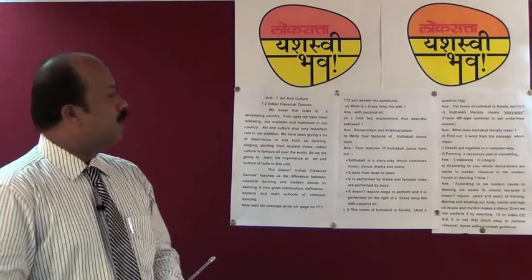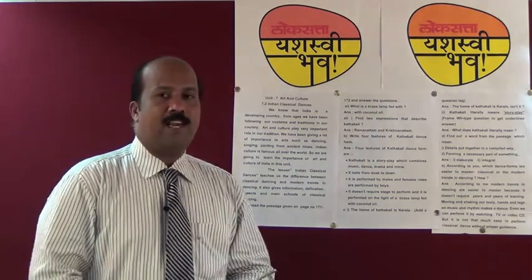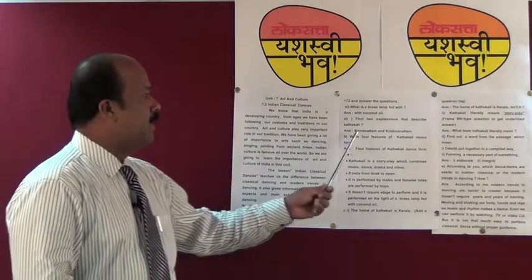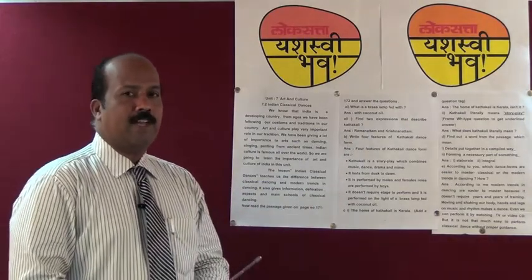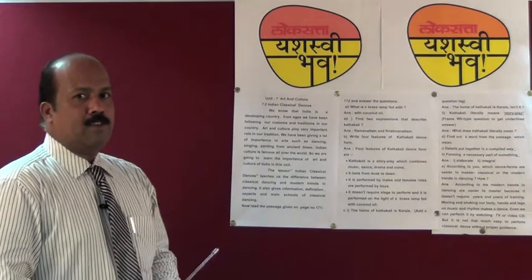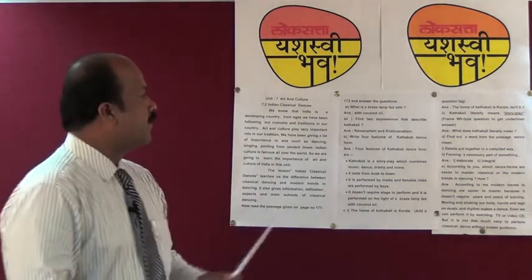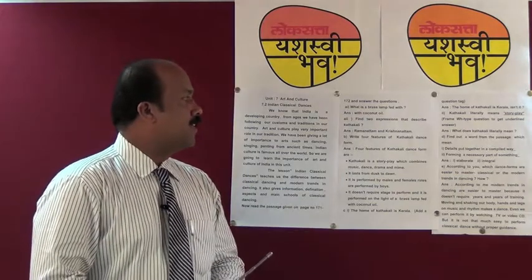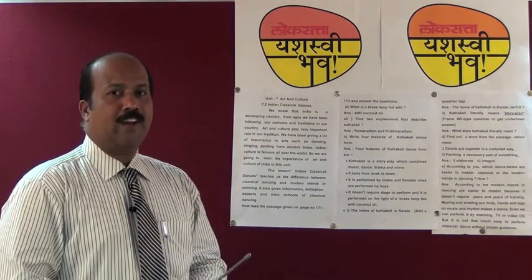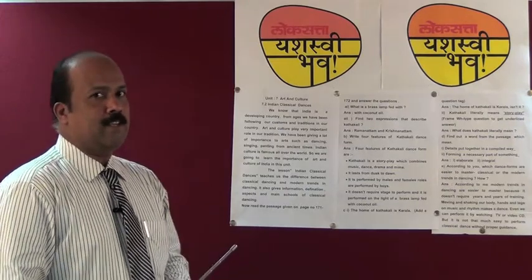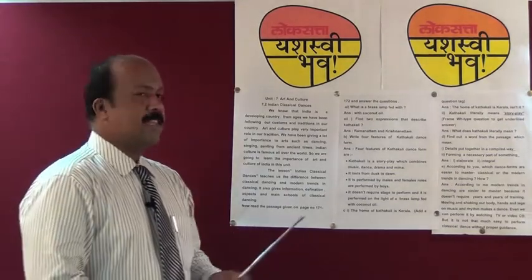Second question is, find two expressions that describe Kathakali. The two expressions are Ramanatyam and Krishnanatyam. B question, it is called a complex factual question. It is, write four features of Kathakali dance form. You have already learned what the features of different classical dances are. So the answer will be like this.